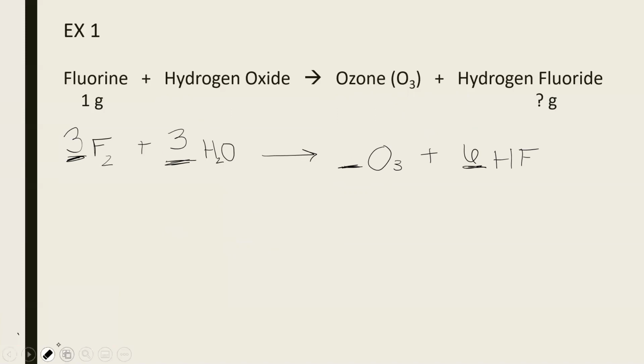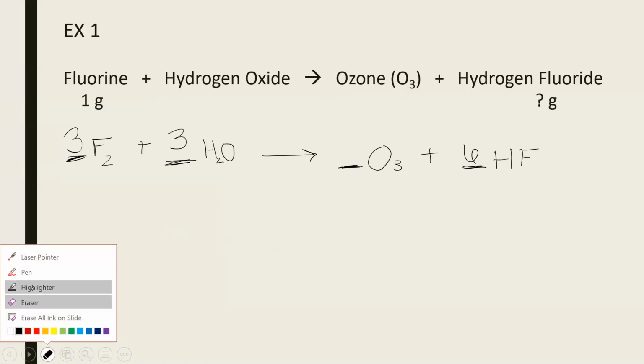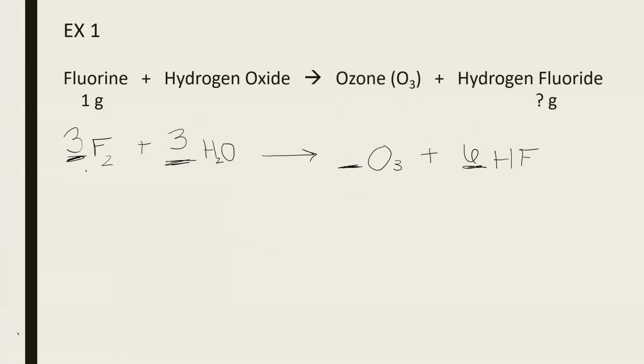So up in my word problem, I had 1 gram of fluorine, so I'm going to rewrite that under here. And I had question mark grams of hydrogen fluoride. Okay, so now I can actually start the stoichiometry. So my known is fluorine, 1 gram of F2. Don't forget your unit gram label, which is the element or compound.